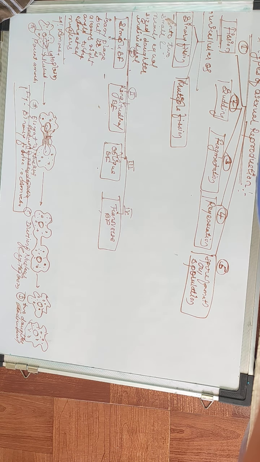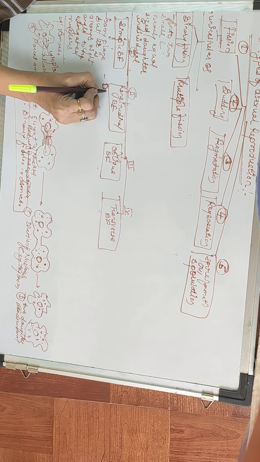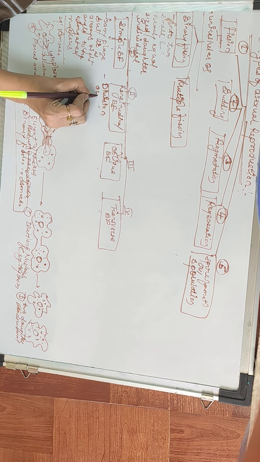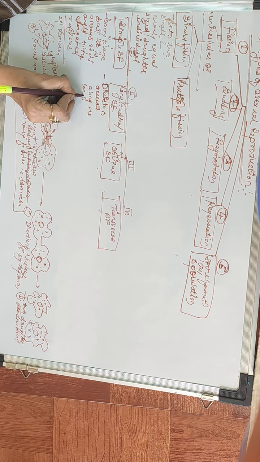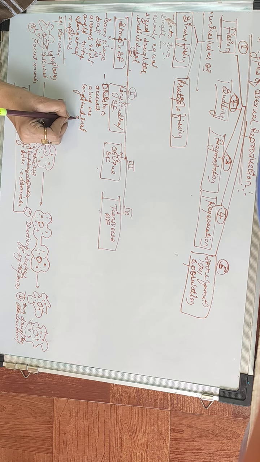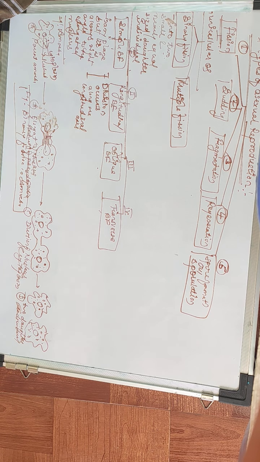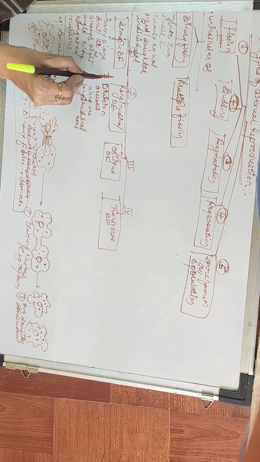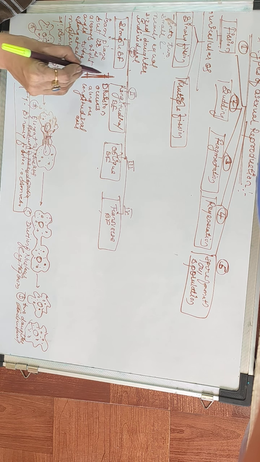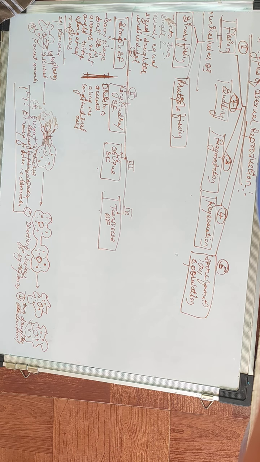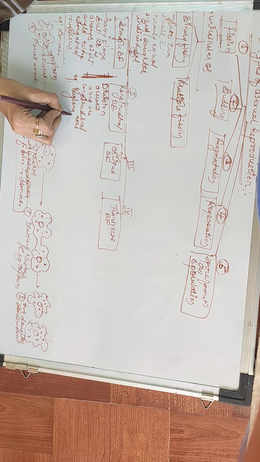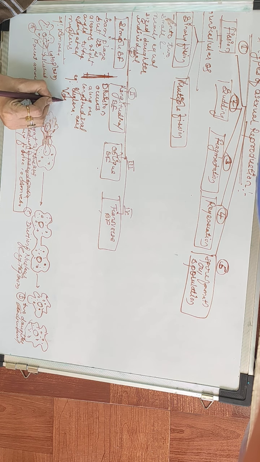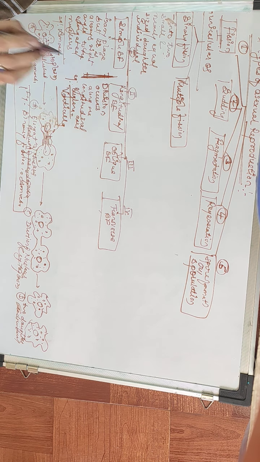Okay, so what happens in longitudinal binary fission? When the division occurs along a longitudinal axis, it means standing, we cut in a vertical way. So that is called the longitudinal axis. We cut along this straight vertical line. This is longitudinal. And this type of longitudinal binary fission occurs in euglena and vorticella. These are two examples of longitudinal binary fission.